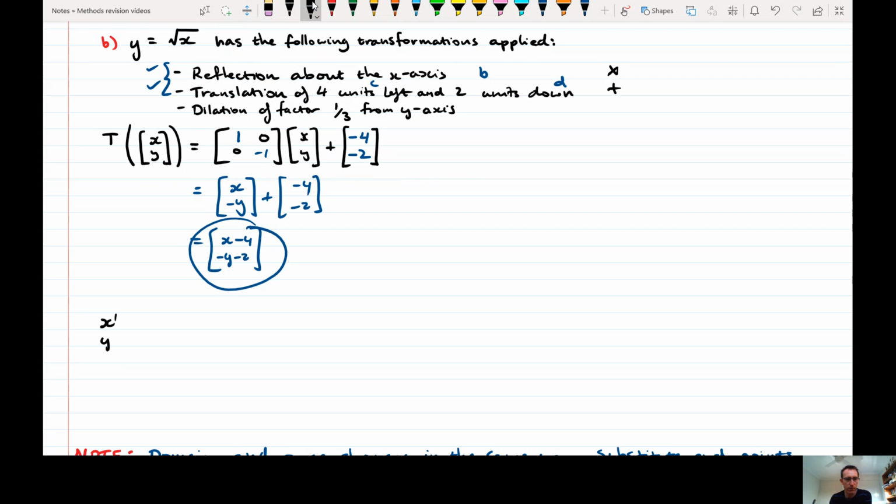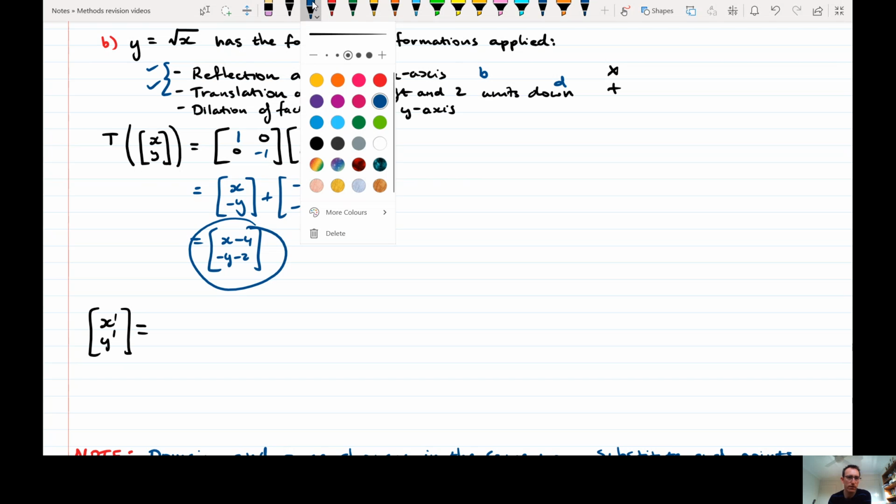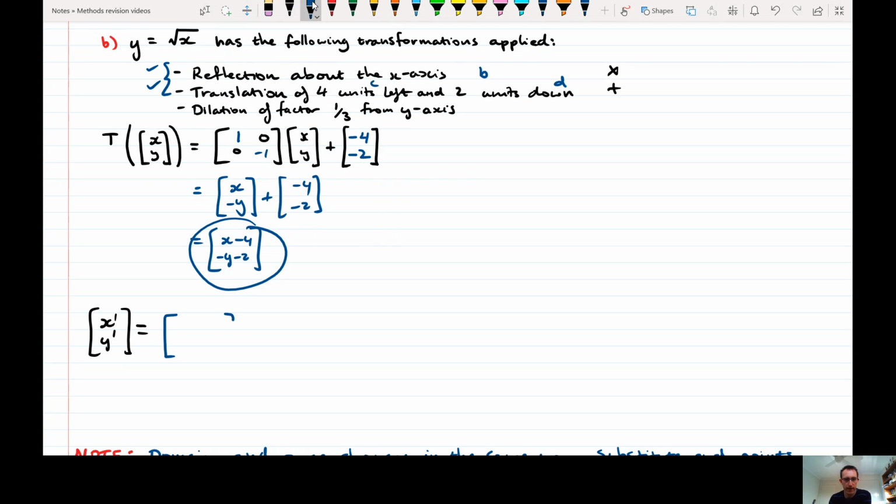Our final image, x dash y dash, is going to be equal to a dilation matrix multiplied by something that has already been transformed. Now it's 1/3 from the y-axis, which is top left corner here. And then the bottom right-hand corner, nothing changes to 1, which now gives you, if I expand it out, 1/3 bracket x take 4, which is what should have happened because we translated, then dilated, and then the negative y take 2 doesn't change at all.